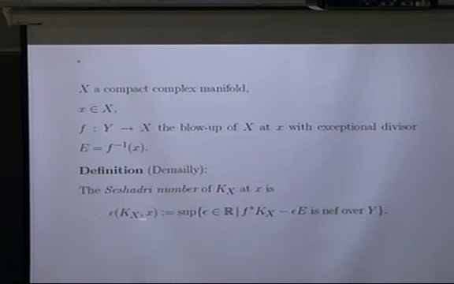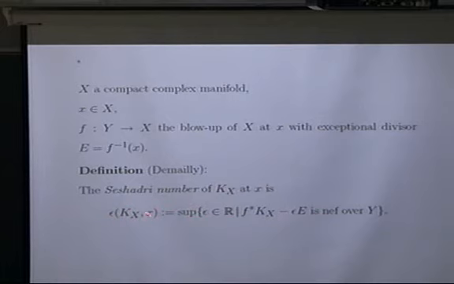It is given by the supremum of all those real numbers epsilon such that you pull back K_X to the blow up, and then subtract epsilon times the exceptional divisor. You want this class to be nef, numerically effective, over the blow up. Here it means you dot with any curve in Y and get something nonnegative. You take the supremum of these epsilons for which this is still true, and you call this the Seshadri number of K_X at the point.